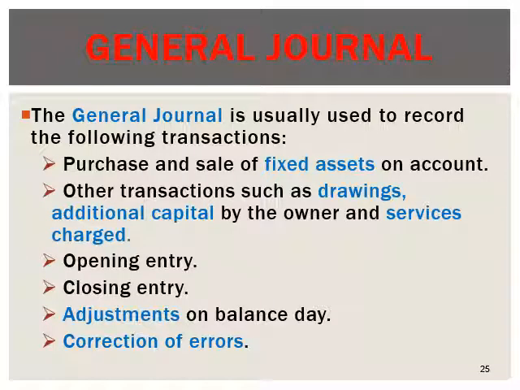Now we will look into the general journal. The general journal is usually used to record the following transactions. Number 1, purchase and sale of fixed assets on account. Number 2, other transactions such as drawings, additional capital by the owner and services charged. Number 3, opening entries. Number 4, closing entries. Number 5, adjustments on balance day. And lastly, corrections of errors. The general journal basically records the extraordinary items that occurred during the accounting period.